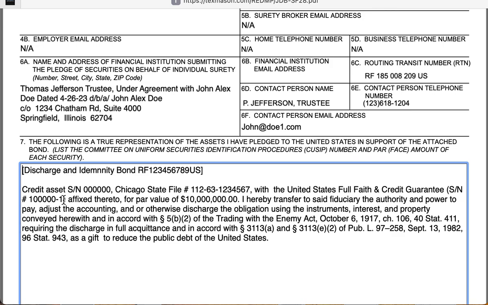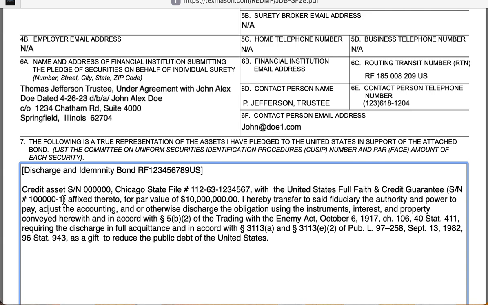We have to write an endorsement on the back, transferring the value, conveying it, pledging it as an asset for the bond issue. So now we have a credit asset and we're pledging it with the full faith and credit of our estate, and that is actually guaranteed with a specific guarantee and certificate number of the full faith and credit of the United States. Does that make sense to everybody? I hope that makes sense.